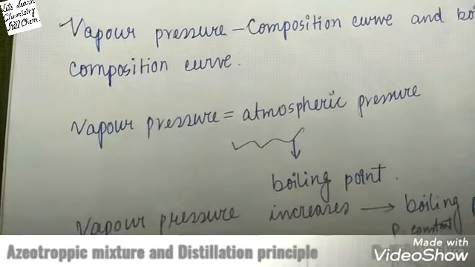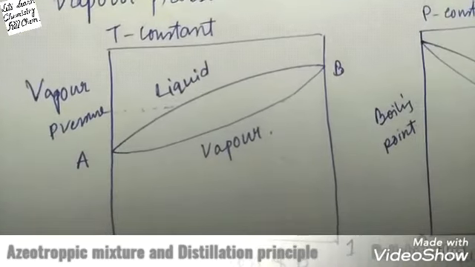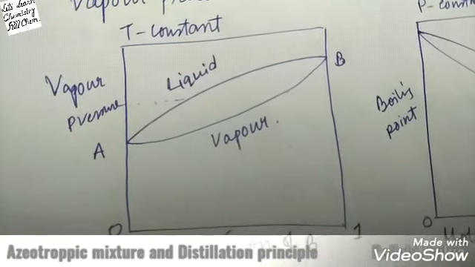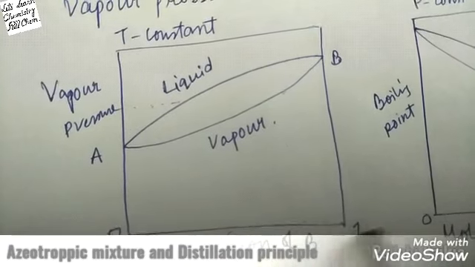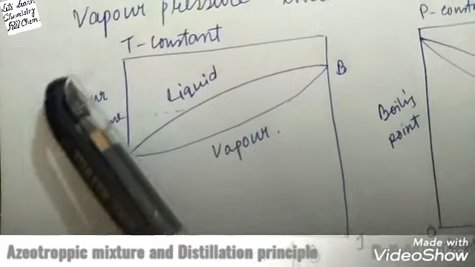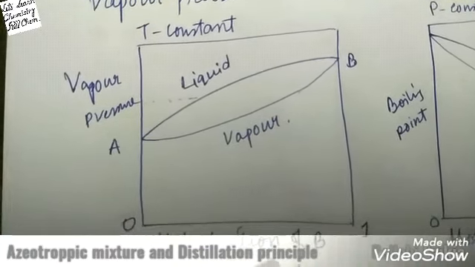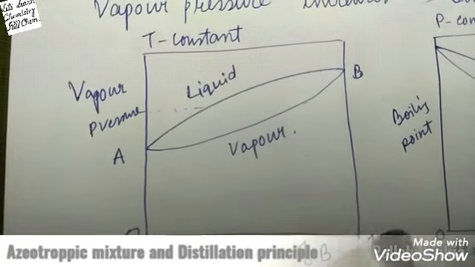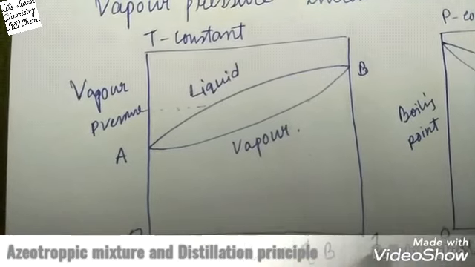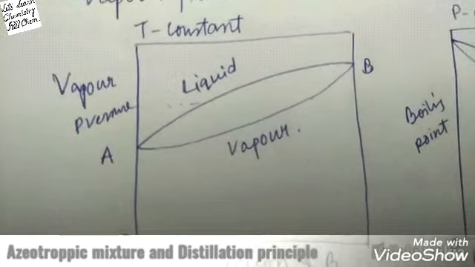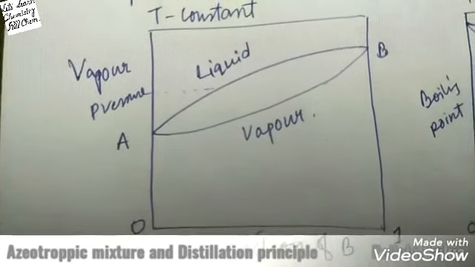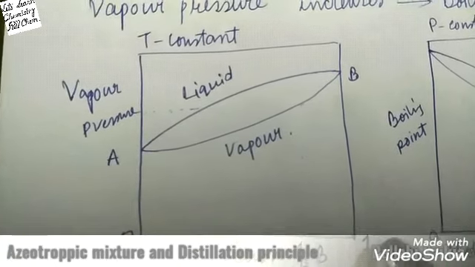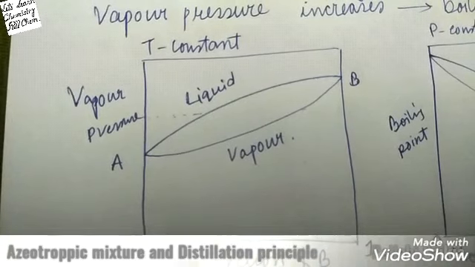Now, if we draw the pressure composition curve for a miscible binary mixture, suppose A and B, then here the x-axis represents the mole fraction of B, and the y-axis is the vapor pressure. As the mole fraction of B increases up to 1, the right hand side of the diagram represents the composition of B, and since the left hand side indicates 0, it is the composition of A. That means from 0 to 1, the composition of B increases from A.